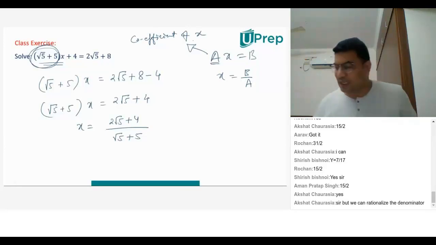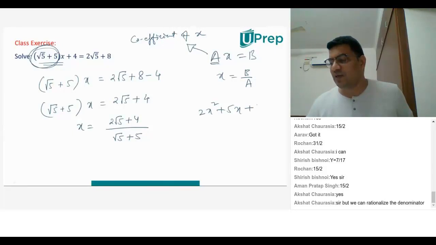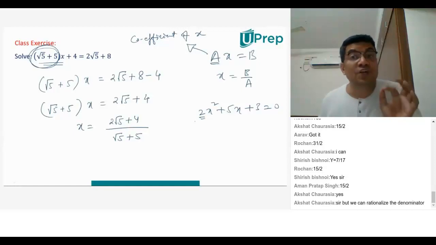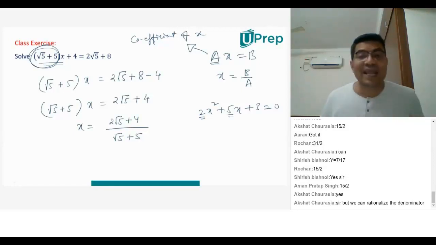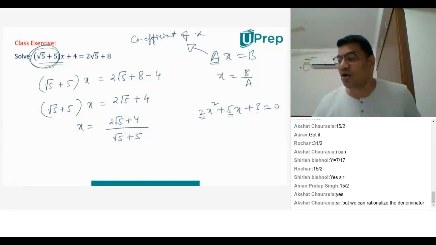So for example, in future when you see a quadratic equation like this, 2x squared plus 5x plus 3 is equal to 0. Now, what is this 2? This is coefficient of x squared. This is coefficient of x. This is called constant in a quadratic equation.